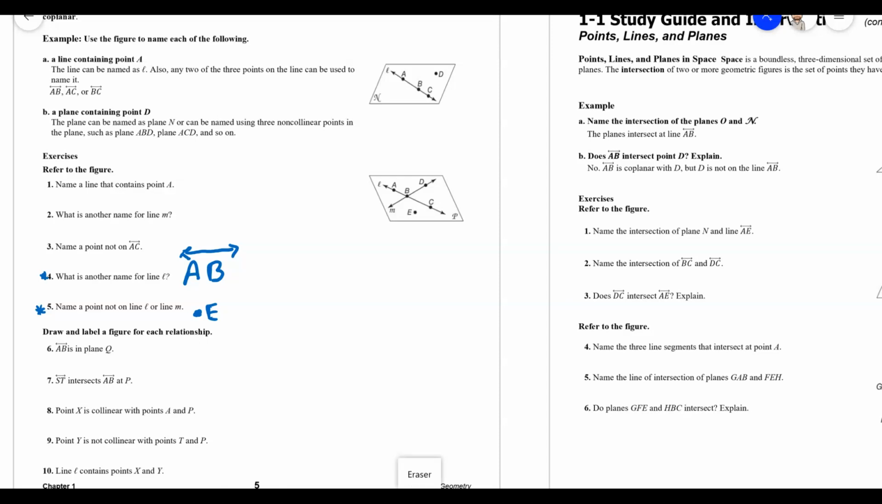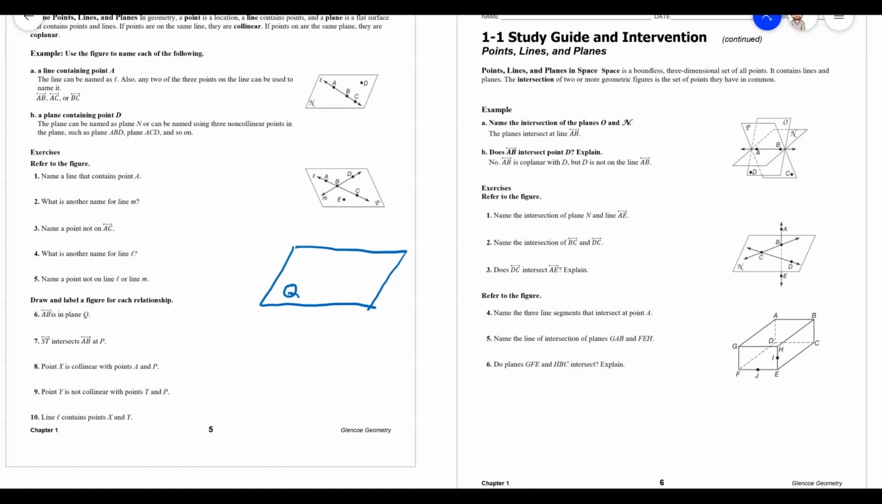All right, now we're going to do a little sketching here. I want to draw a line AB in plane Q. So let's see, what would that look like? Every time I draw a plane, I'm just going to draw one of these parallelograms. And I'm going to label this Q. That's plane Q. AB is in this plane, so I'm just going to draw a line in the plane. And I just have to make sure that I put the points A and B on that line. Okay, so that's line AB in plane Q. That's how we would sketch that.